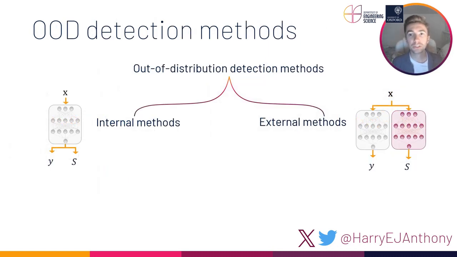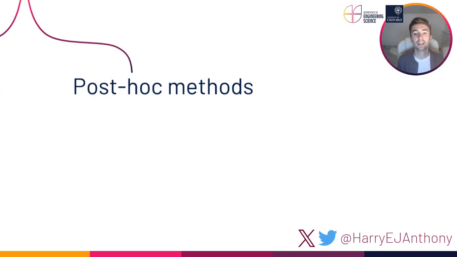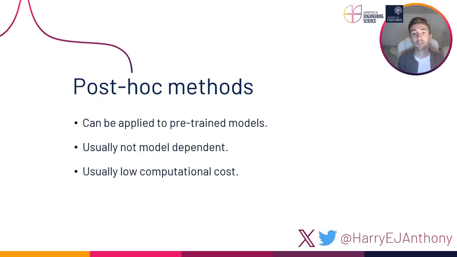Out-of-distribution methods can be put into two categories: internal methods that use outputs or parameters trained on the task of interest, and external methods which are external to the original model. We separate the internal methods into two further groups: ad hoc methods, which require a type of network architecture or for models to be trained in a given way, and post hoc methods, which can be applied to pre-trained networks. There are several benefits to post hoc methods. The first is it can be applied to pre-trained neural networks. There's no requirement to retrain them. Secondly, they usually work with most model architectures, so it's not dependent on the type of model. And finally, it's a low computational cost typically.